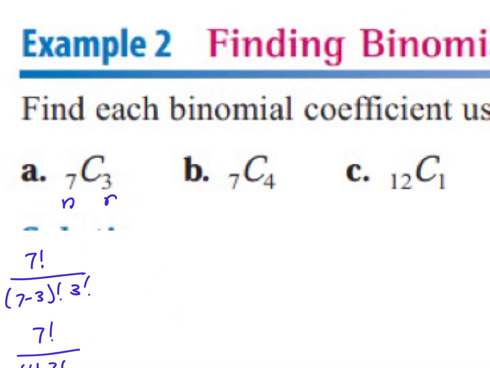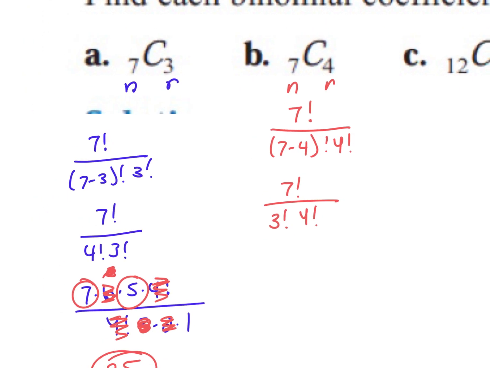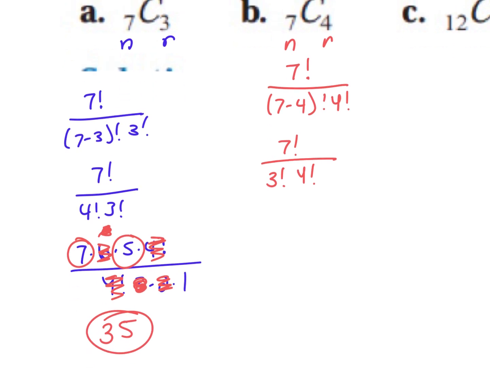All right, so let's do this. This is my n. This is my r. Is this the same problem? Does it look similar? It's close, but it's not the same. So 7 factorial over 3 and 4. Does this look similar? Does this look similar, guys? Okay, I was just wondering.